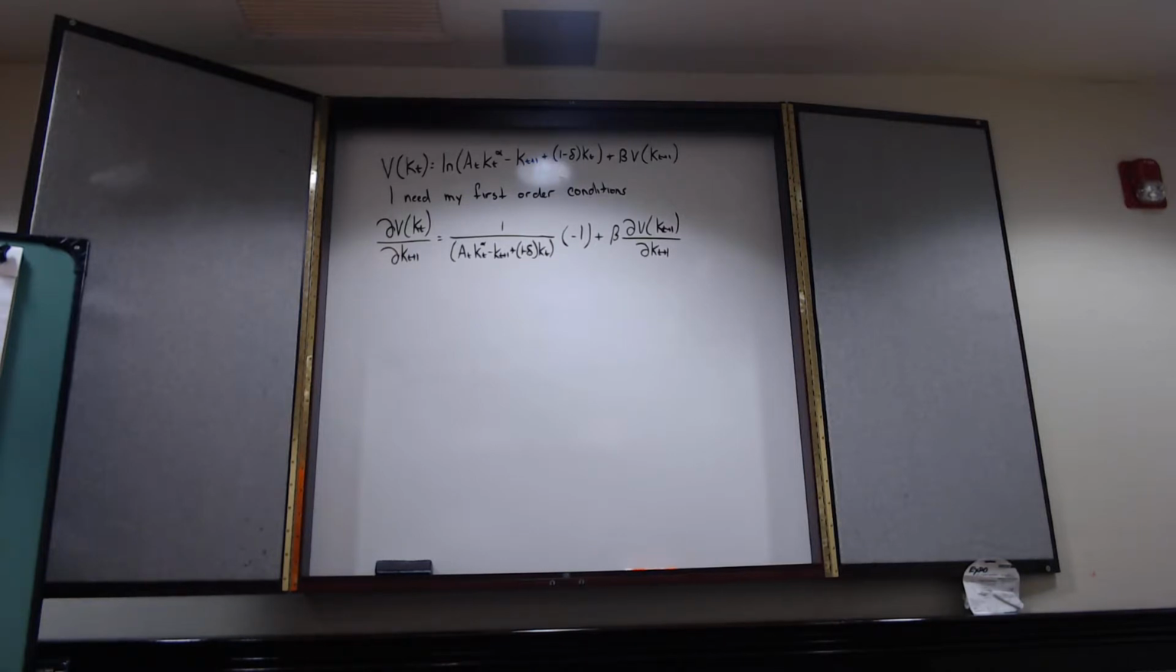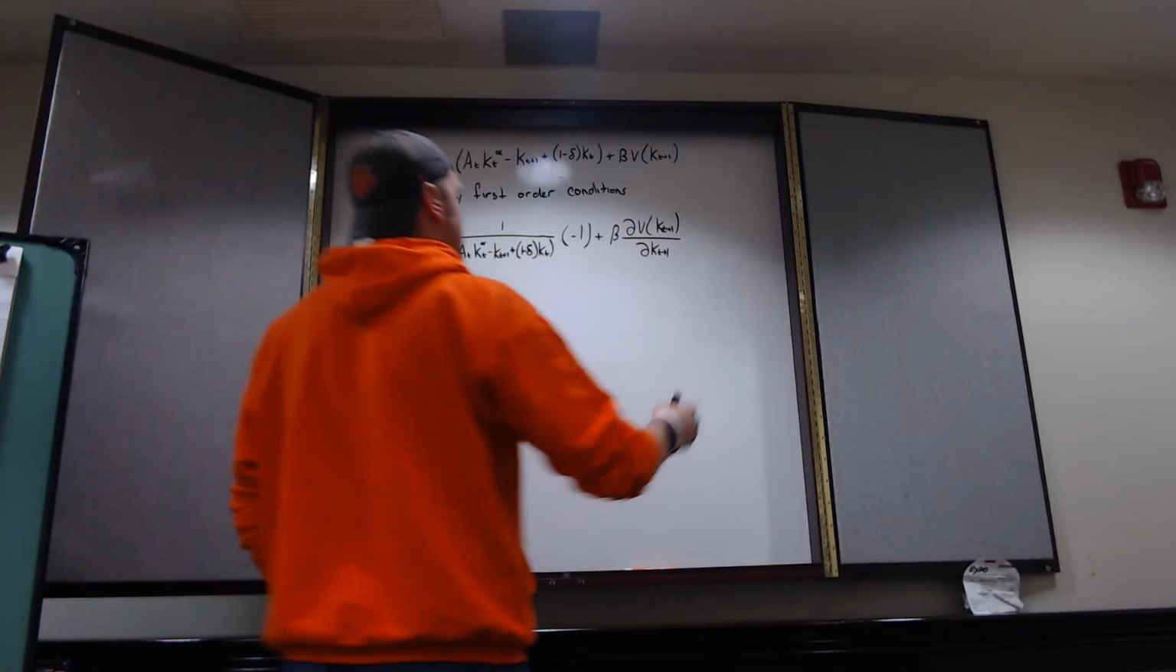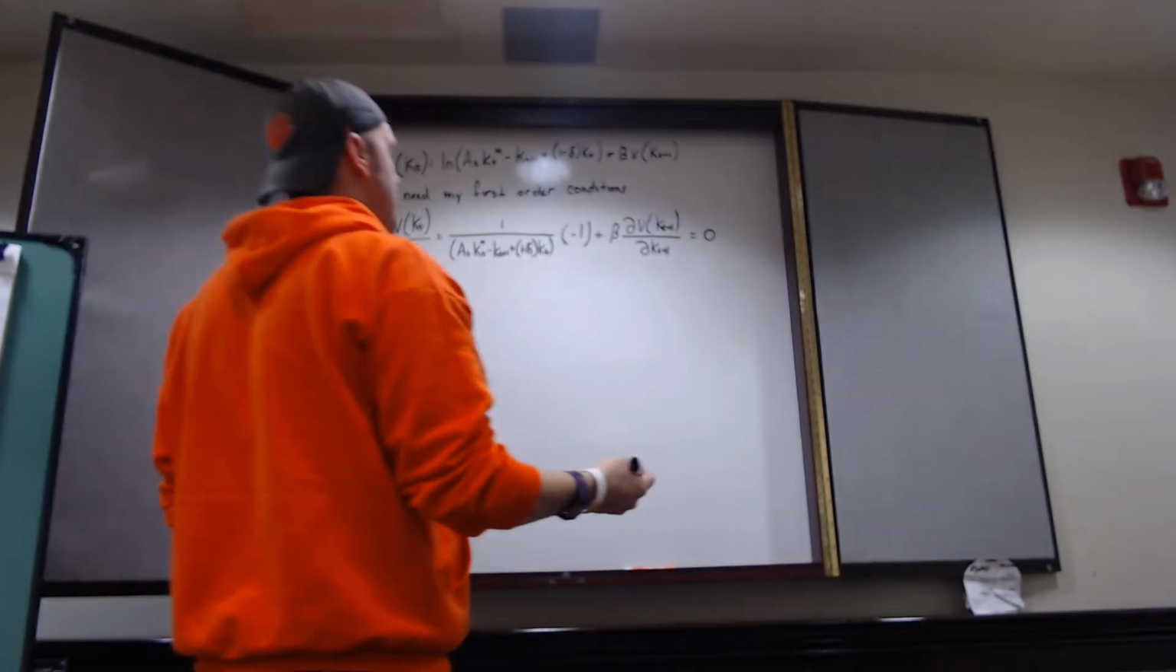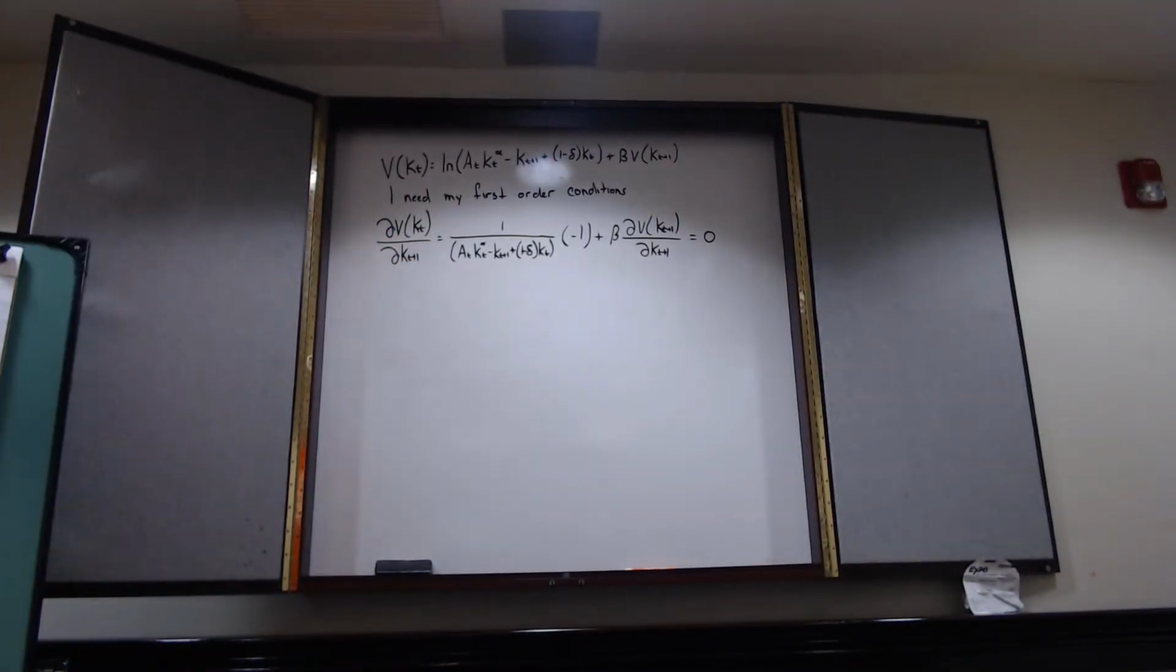All right, but we're maximizing our utility. Thus our first order conditions imply that we are setting this equal to 0. Because recall, any function's derivative set equal to 0 is going to imply either a maximum or a minimum of that function.